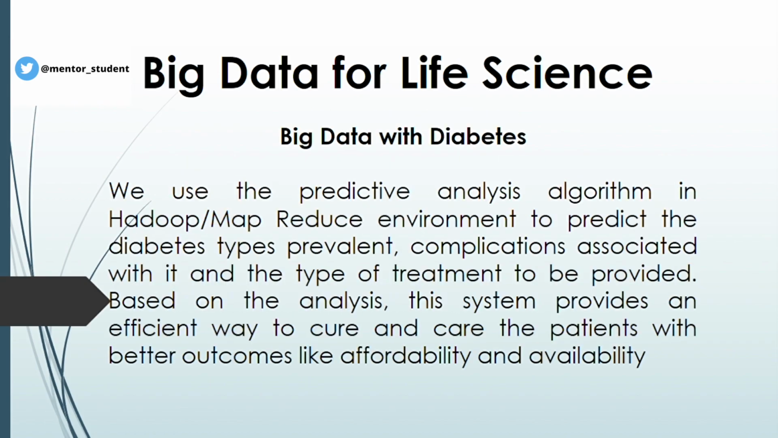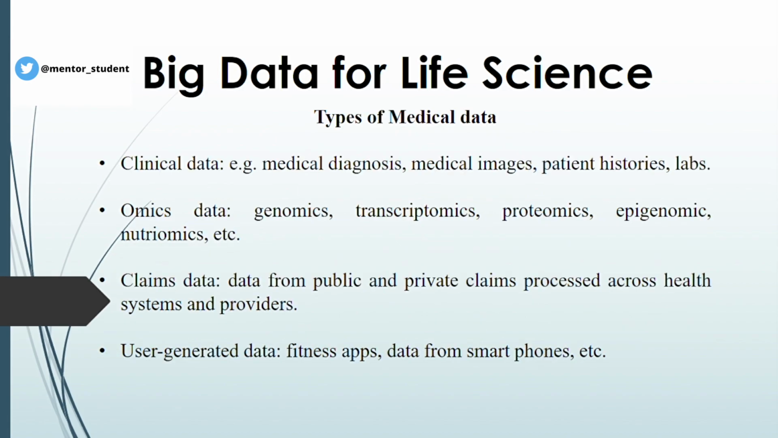Next is how to integrate big data with diabetes. Diabetes is very common these days. That means in the age of the 40s or the 50s, diabetes is very common. So we can easily predict, or we can generate MapReduce based algorithms for early diagnosis, and on the basis of analysis we can easily identify type 1 diabetes or type 2 diabetes on the basis of big data with diabetes.